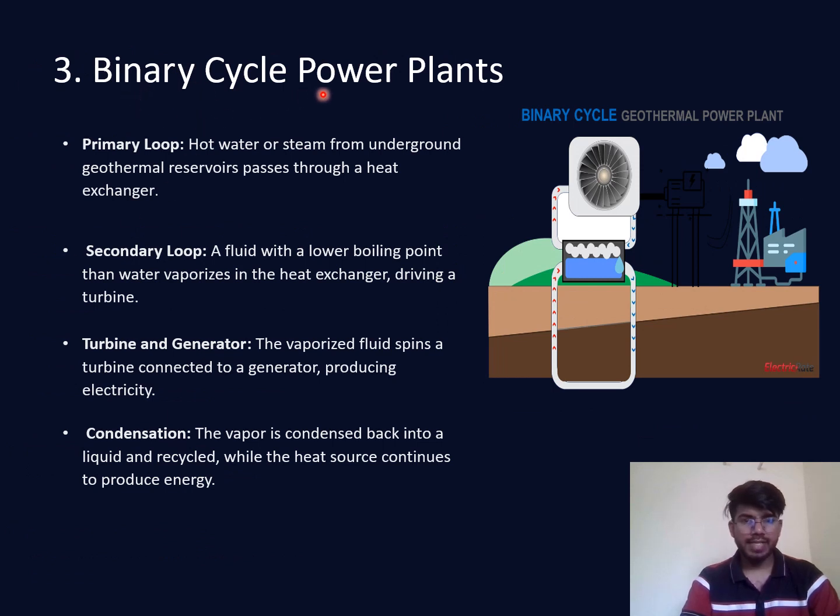Now we come to the binary cycle power plant. This is the last type of geothermal power plant. Let us understand this step by step. The first step is the primary loop, and the second step is the secondary loop. Here is the primary loop, and here is the secondary loop.